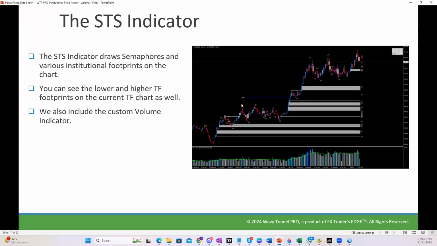And you can see that's the associated indicator STS right up here. You've got a volume indicator as well if you want. That actually comes with your Wavy Tunnel Pro indicator set, and that helps you understand what exactly is happening with the wide range candle. If the wide range candle has very high volume, you know that institutions are trying to manipulate right here.